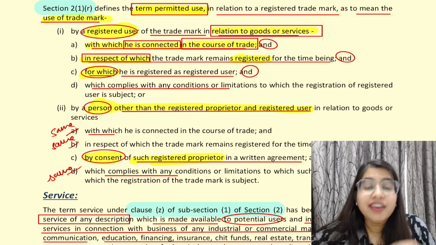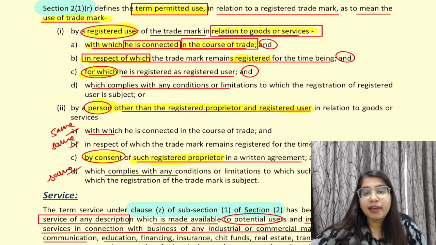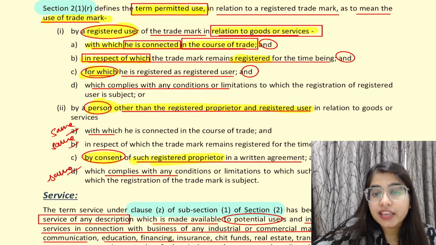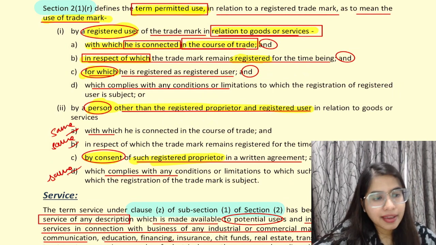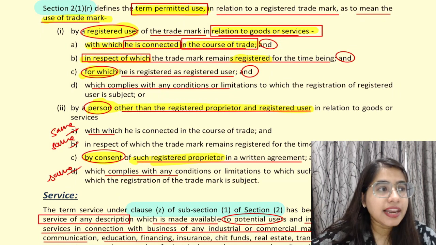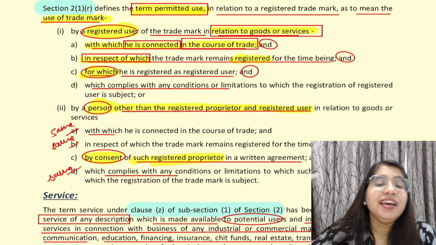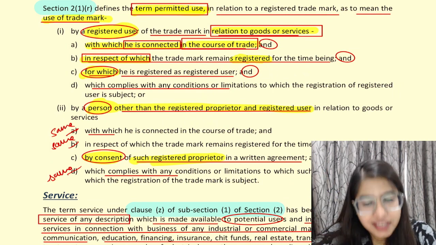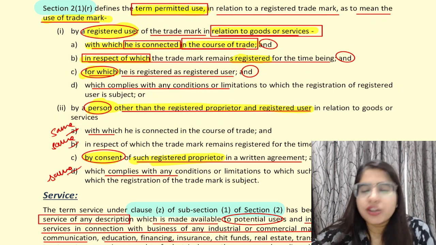Now Nestle is the owner of the brand name Maggie, but Nestle cannot use Maggie for selling popcorn. Or Nestle cannot use the brand name Maggie for selling, let's say, cosmetic creams. We have taken the registration of the trademark Maggie only for food items, noodles and all food items.